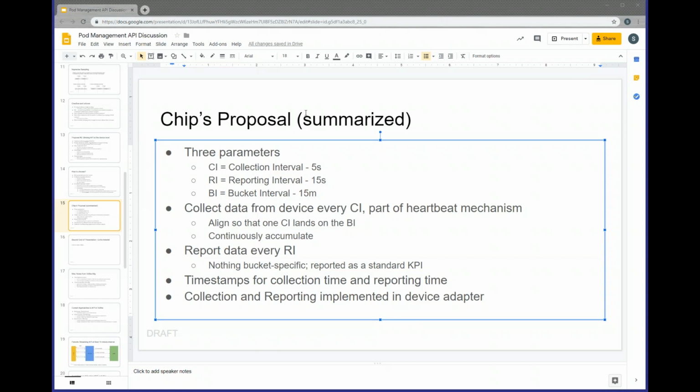And I think the two things I would add are maybe a minimum bucket interval of 1 minute and a minimum reporting interval of 5 seconds, because outside of that, I think you're into the on-demand area. Yeah.